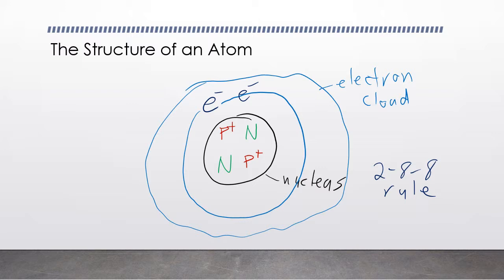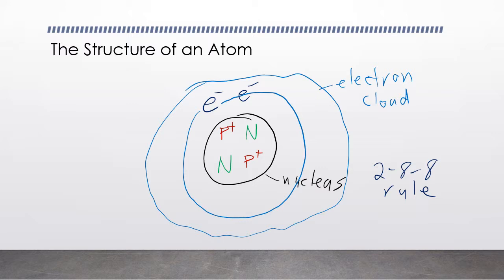After 2, 8, and 8, things get weird. Their relationship status on Facebook is it's complicated. So we're not going to go any further than 2, 8, and 8 because that's actually all we need for biology. Okay, so that's the structure of an atom.